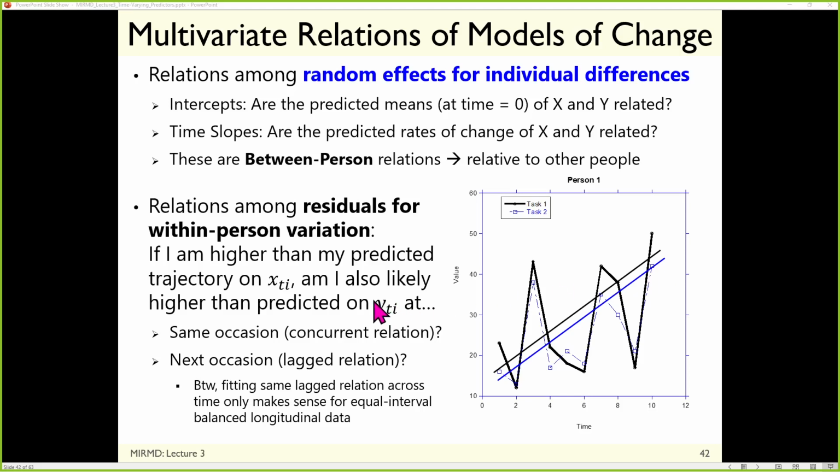And you can have that be concurrent, so this occasion's X and this occasion's Y, or it can be lagged: this occasion's X, next occasion's Y, or vice versa, or both.